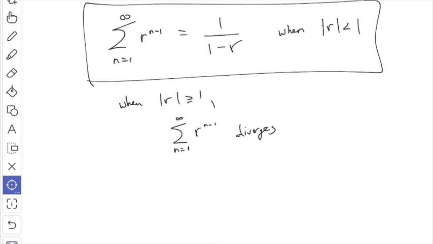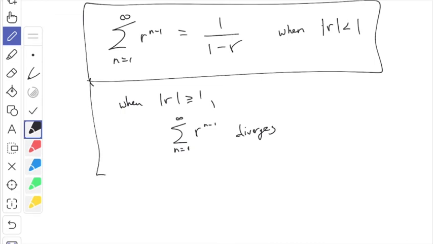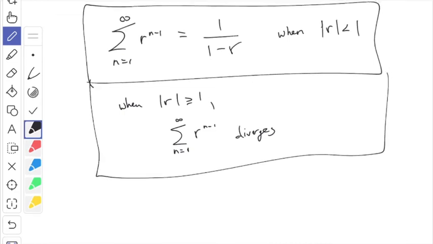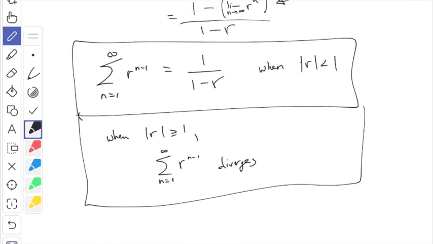So it's a very simple kind of two-parter here, right? If the absolute value of r is less than 1, then you have this formula. You get 1 over 1 minus r. And I guess you should memorize that formula. I mean, it's simple enough. We're going to use it all the time. That formula works only when the absolute value of r is less than 1. And in the other case, when the absolute value of r is more than 1, the series diverges.